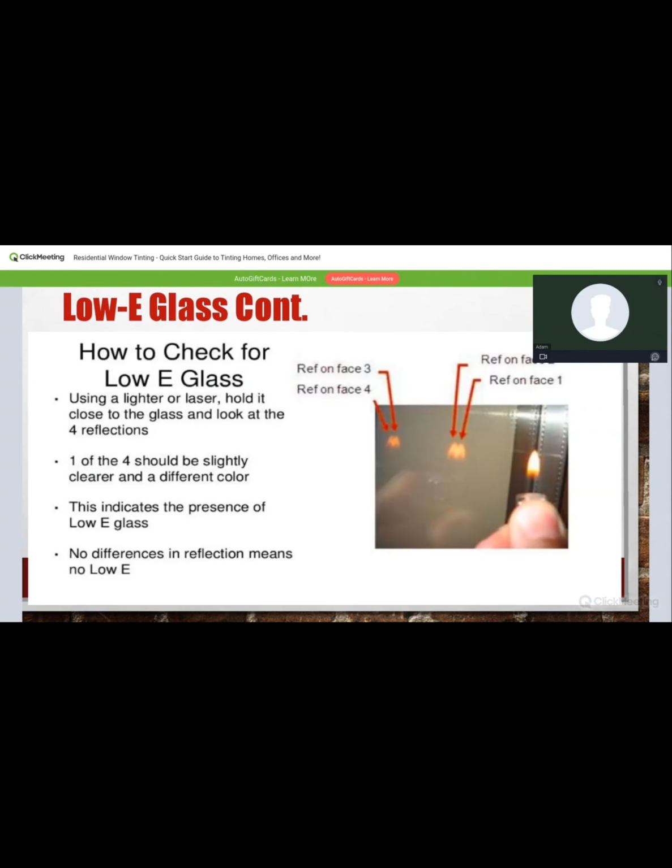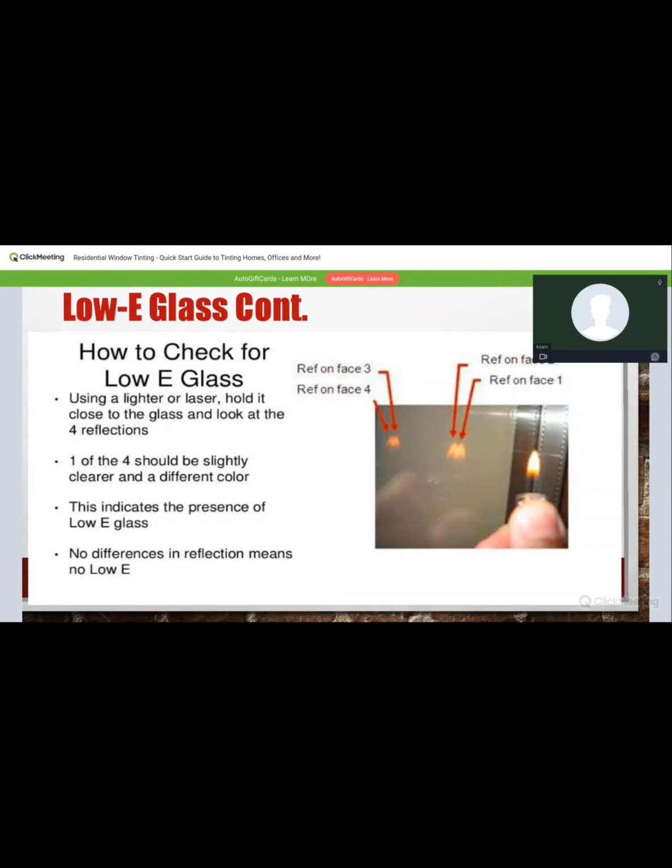So if you don't have a low E coating meter, we can do a quick test. I don't use a match. I actually just use a lighter or a Bic as well. So we can determine if this low E glass is on there.